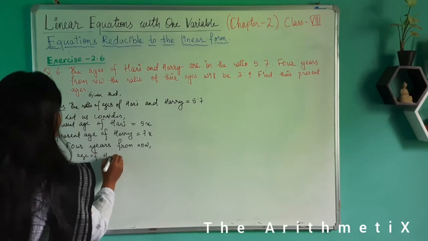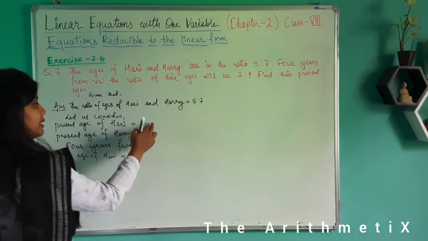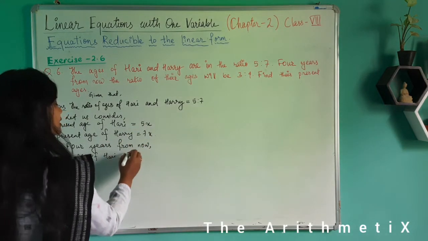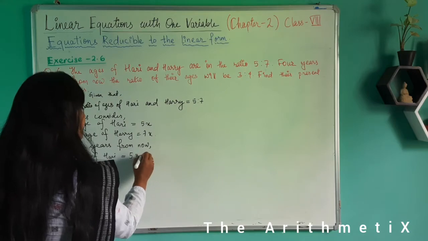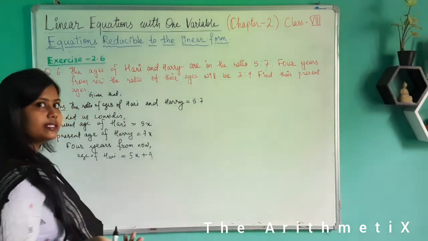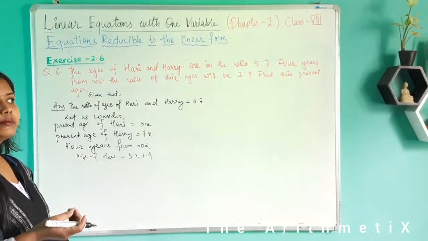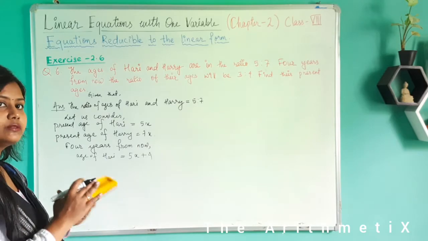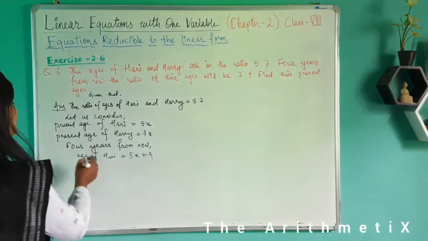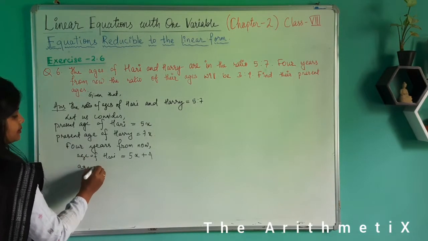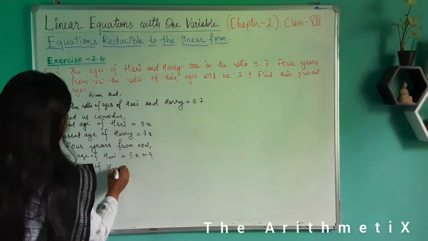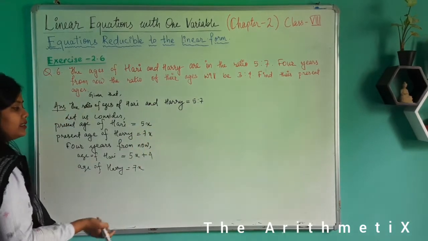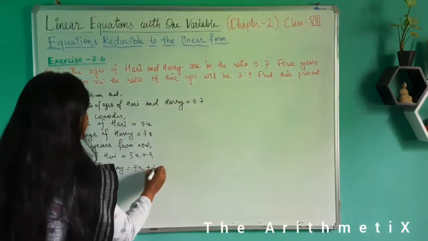Age of Hari. If present age is 5x now, then after 4 years the age will be simply 5x plus 4. After 4 years means plus 4. If I am 24 now, then after 4 years I will be 24 plus 4, that is 28. Similar is the case here. So age of Harry, its present age is 7x. So after 4 years the age will be 7x plus 4.